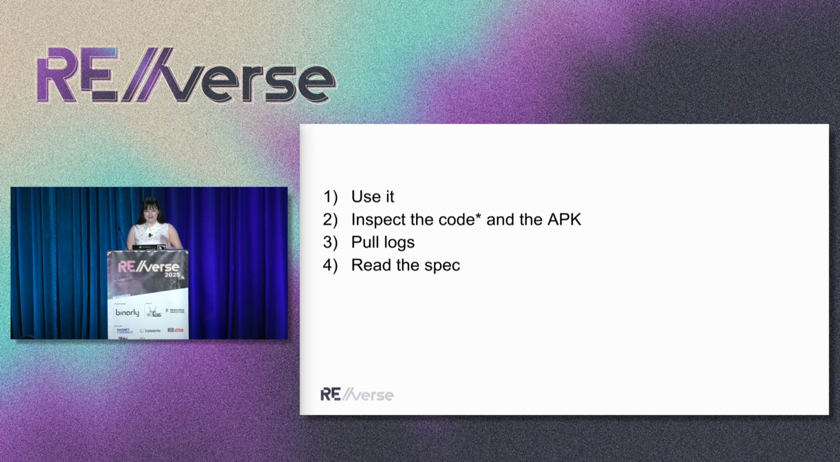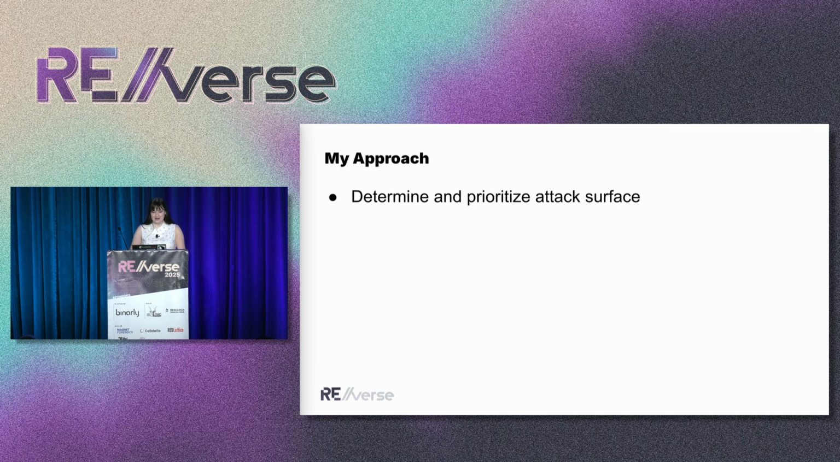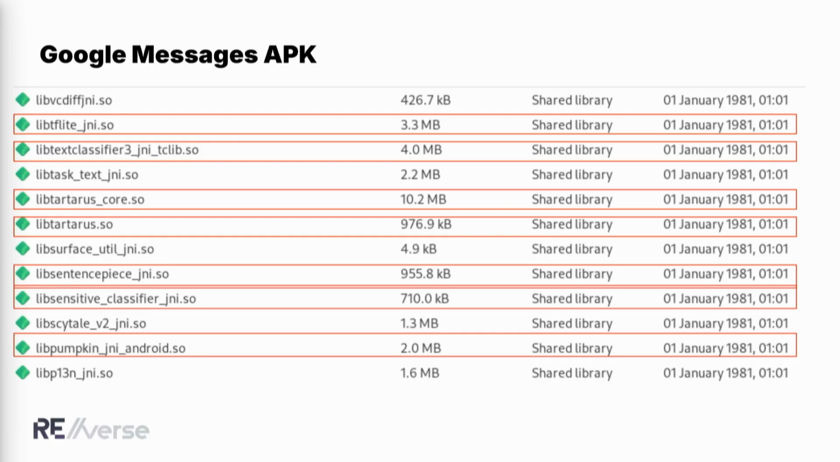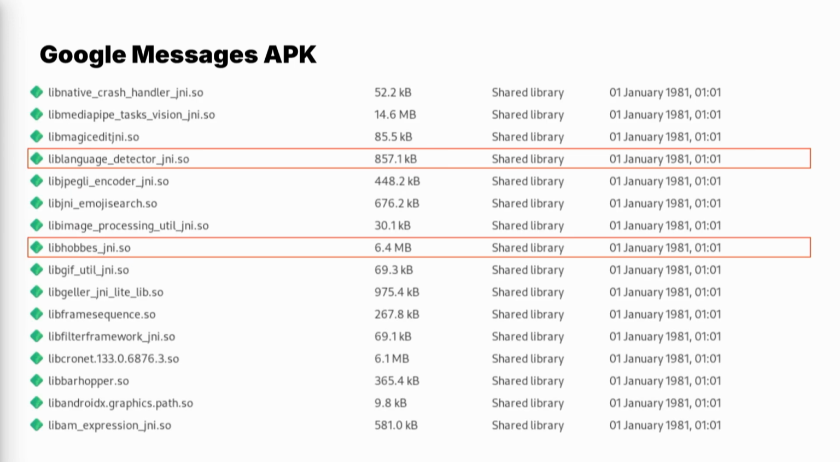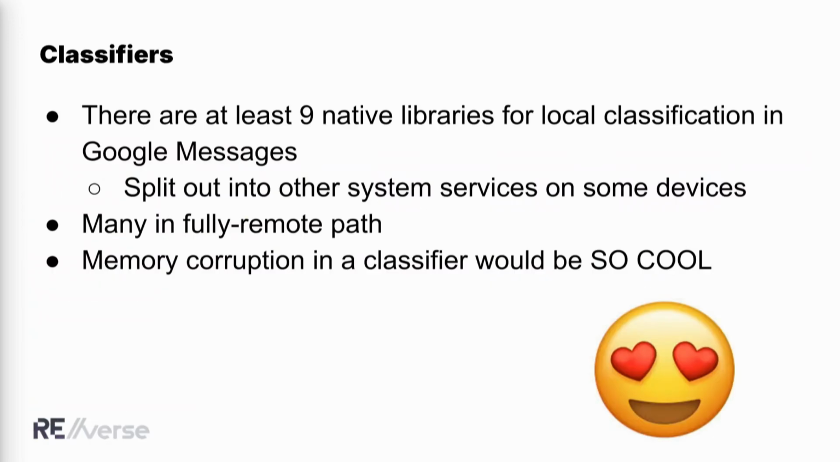So once I'd done all of these things, what did I do next? Determine and prioritize the attack surface. Not. I ran and looked at all the shiny things. Those classifiers were just so exciting, I could not resist, so I just had to look at them right away. And I was amazed by how many of them there were. Almost half of the libraries in this messaging app were classifiers. So I was really curious about them.